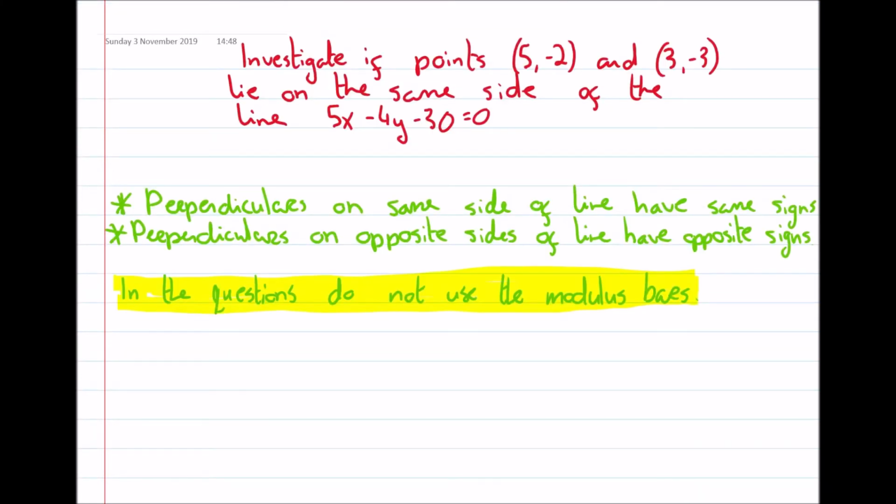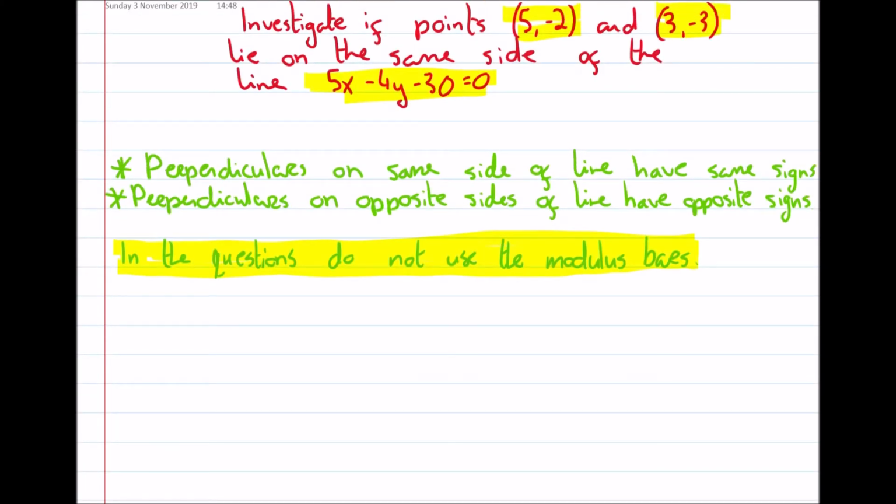Okay, the last type of question you could be asked with this is investigate if 2 points lie on the same side of the line. So in this case, investigate if the points 5, minus 2 and 3, minus 3 lie on the same side of the line 5x minus 4y minus 30 equals 0. What that means is, if I have a line here and I have a point and I have another point, those 2 points are on the same side of the line. However, if that point is over here, then those 2 points are on opposite sides of the line.